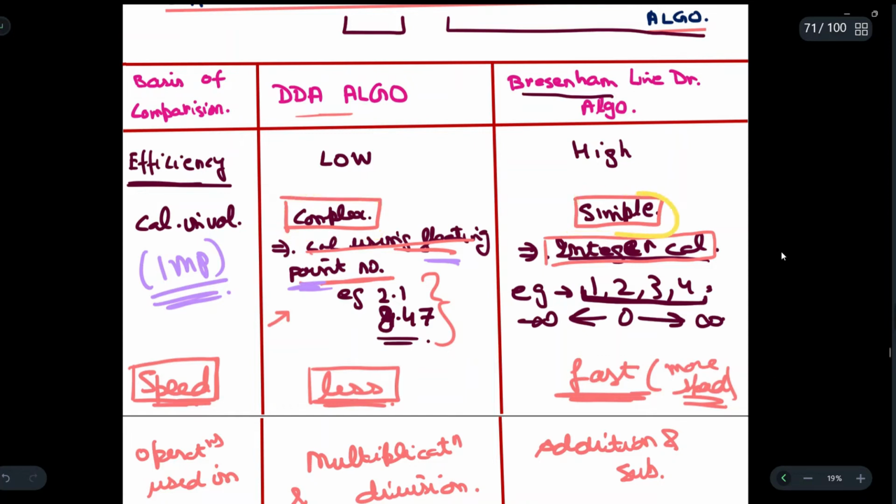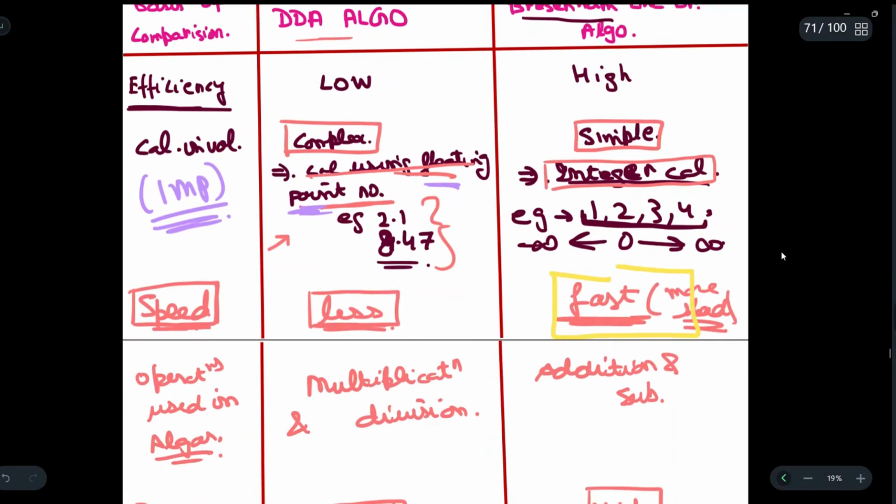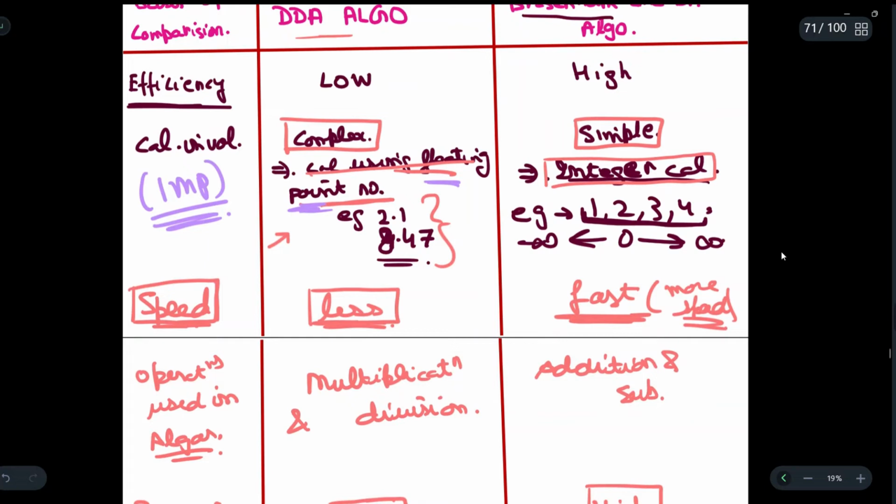DDA is much more complex as compared to Bresenham because we are doing floating point calculations. This is very important. Whereas in Bresenham we are only doing integer calculations. That is why it is a very simple process, due to which it is faster as compared to the DDA algorithm. Whereas the DDA algorithm is a slow process, with less speed, because we have floating point calculations in it. Then we discussed the operations used in these algorithms. We use multiplication and division in DDA, and in the Bresenham line drawing algorithm, we use addition and subtraction. This is also a very important point.